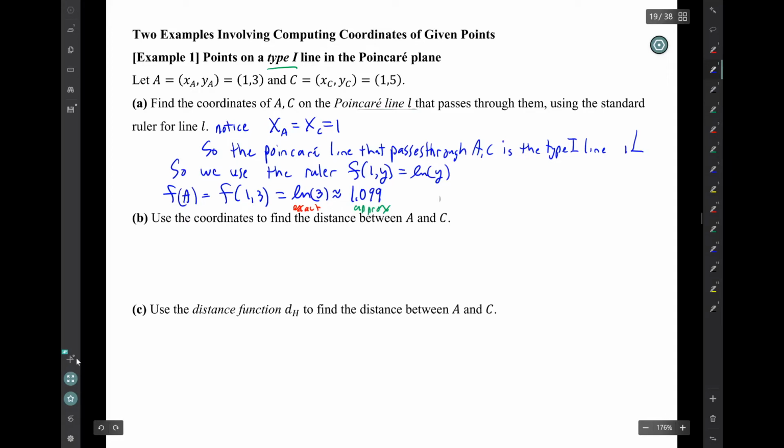Now we compute the coordinate of C using the same ruler. Now I say use the coordinates to find the distance between A and C. What I really should have said is use the coordinates to find this quantity. So when I do that, this is what I get.